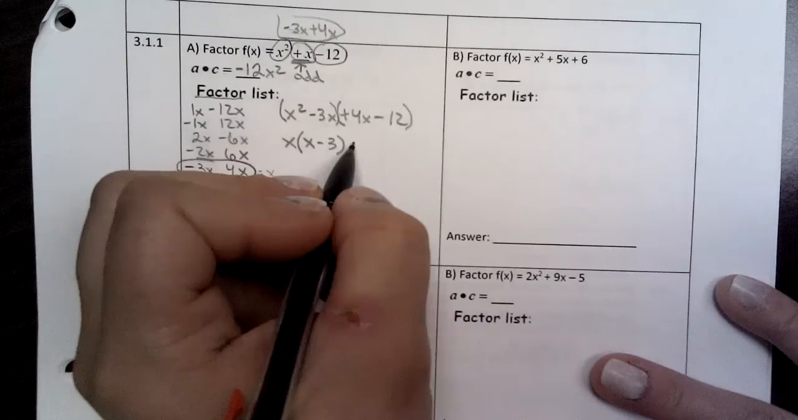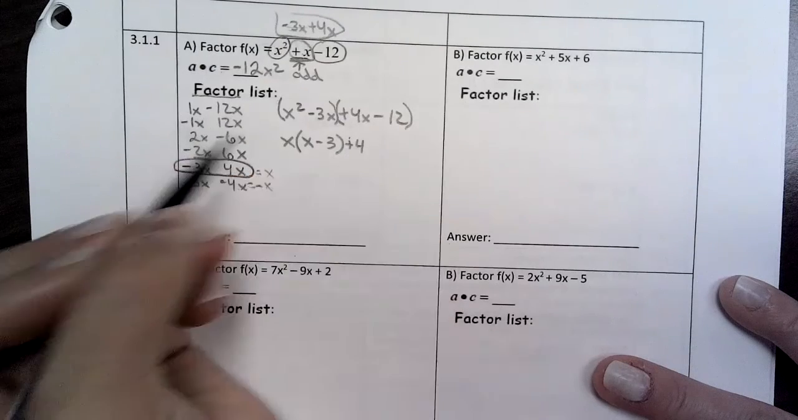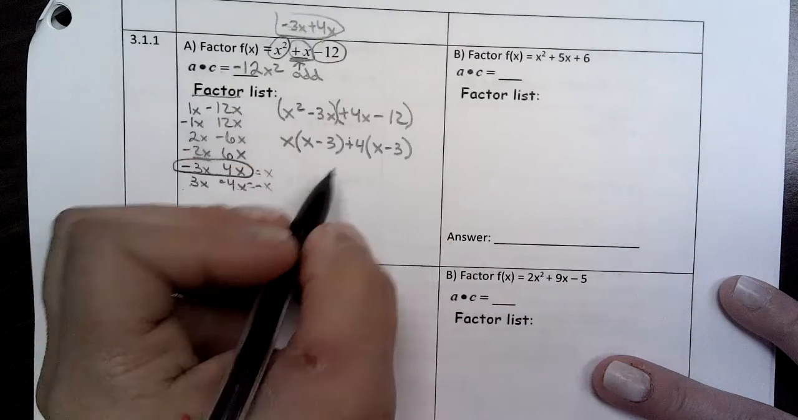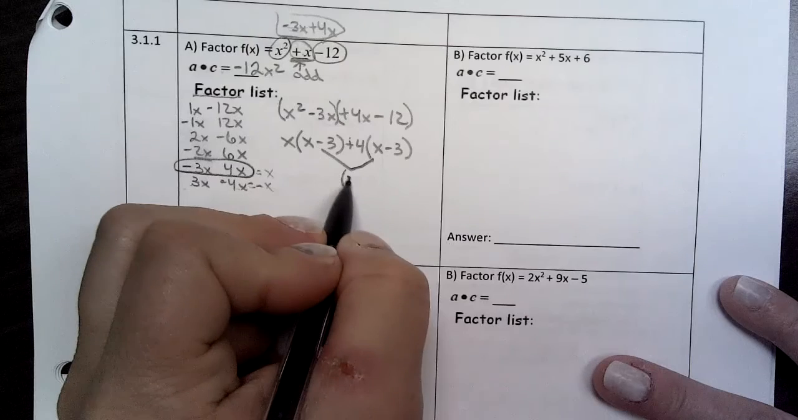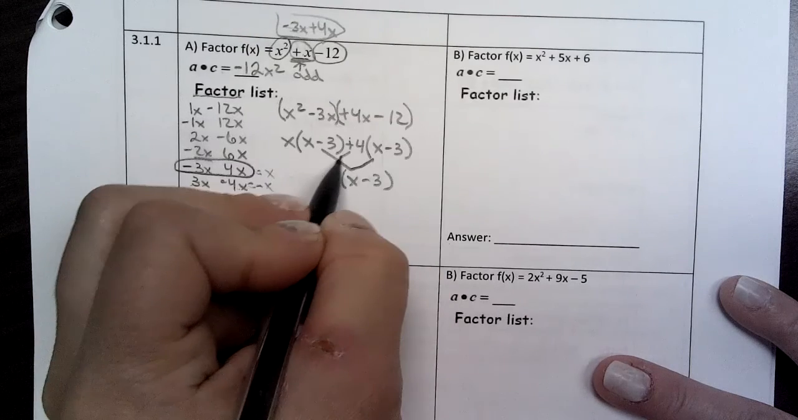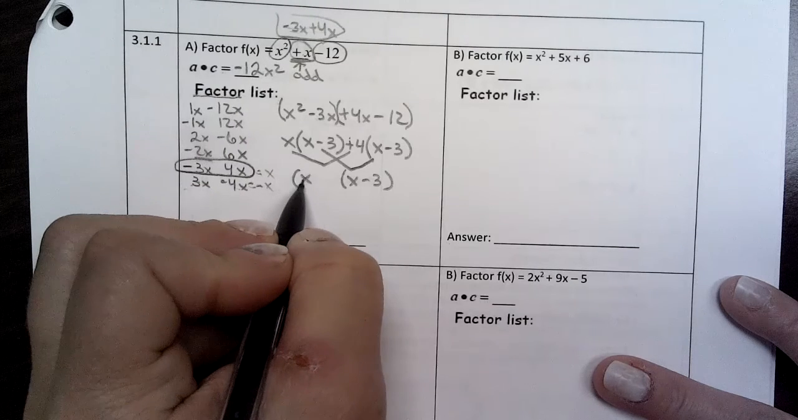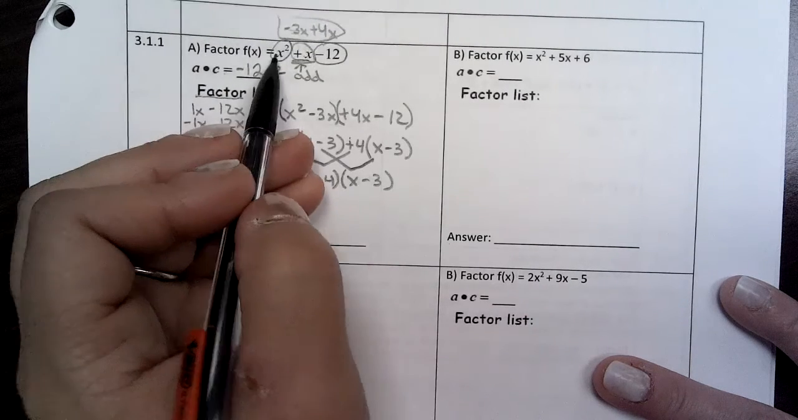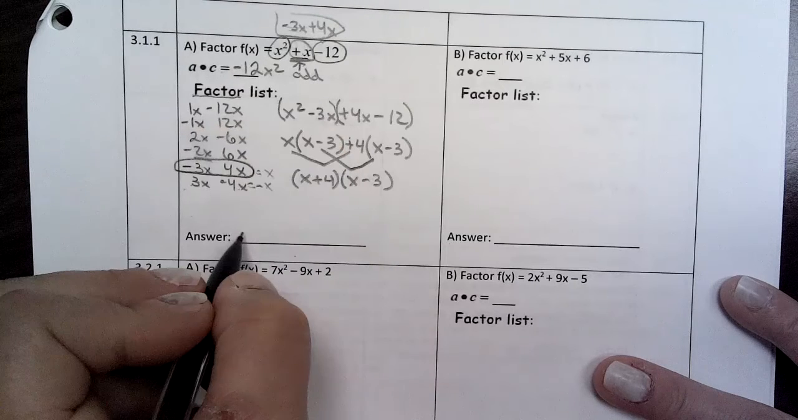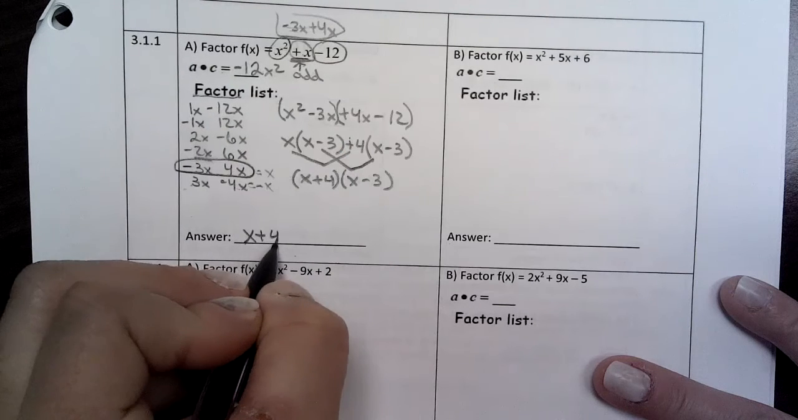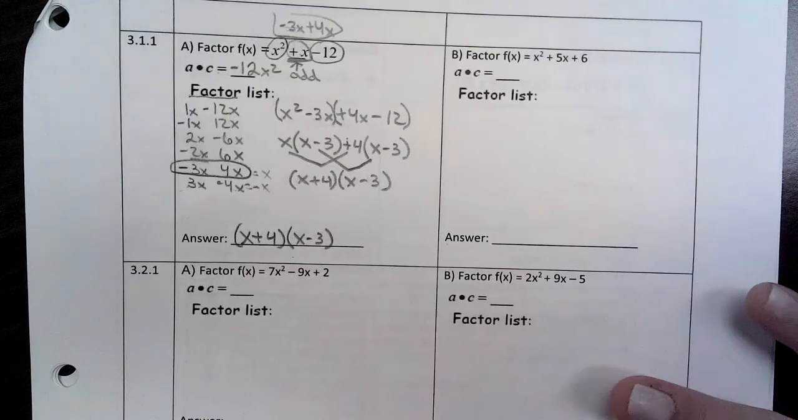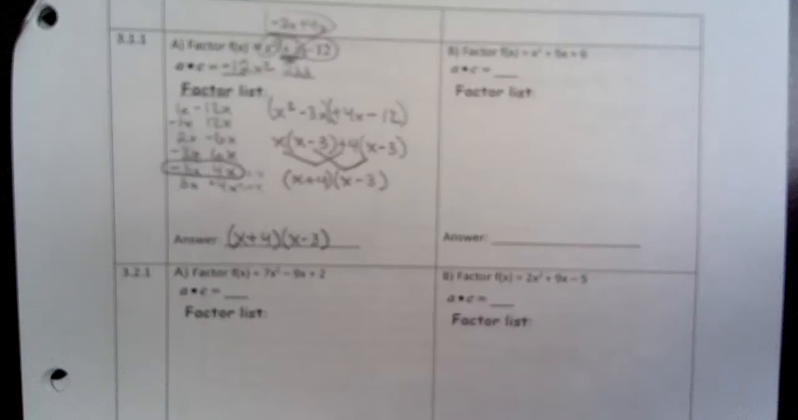These 2 terms have a 4 in common, so I'm going to pull a positive 4 out. I'm going to get x minus 3. Okay, these 2 match, so I know I've done it right. And then this is my other factor. So now if I were to multiply these 2 things back together, I would get this trinomial right here. So my answer then is x plus 4 times x minus 3. Okay, that's my completed answer.